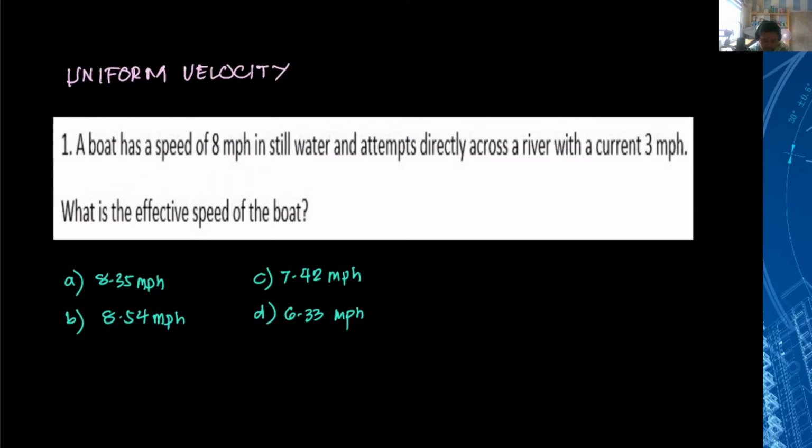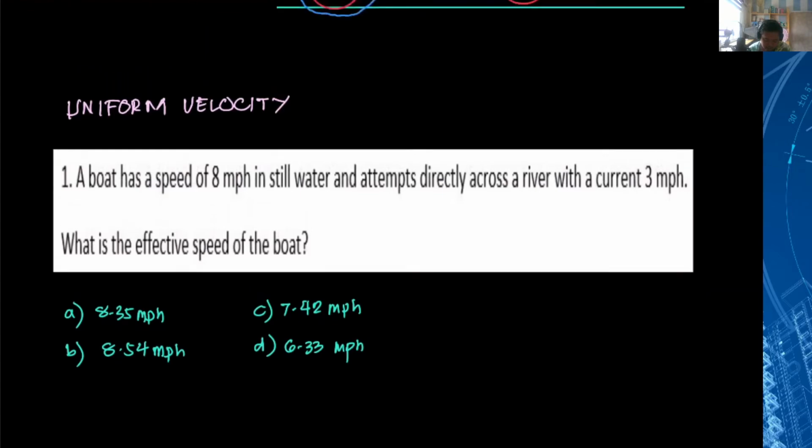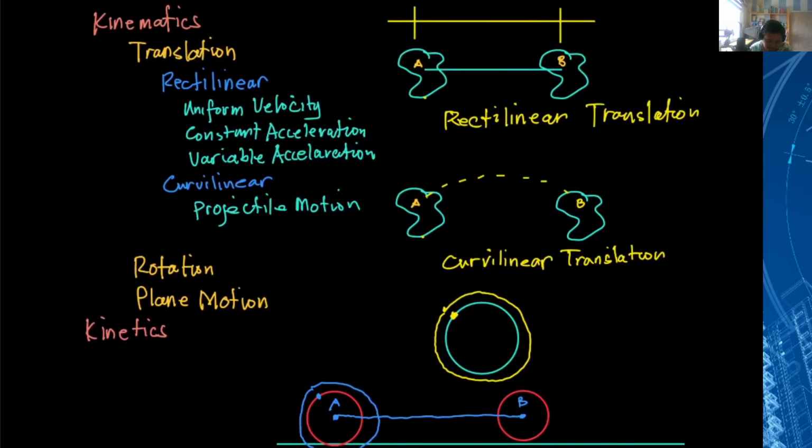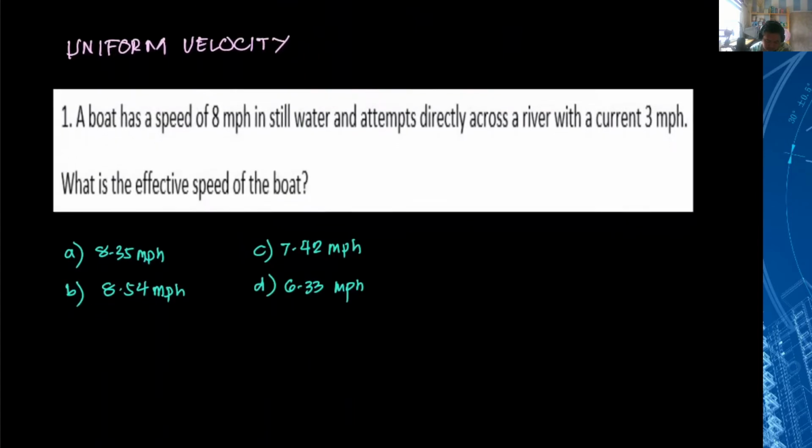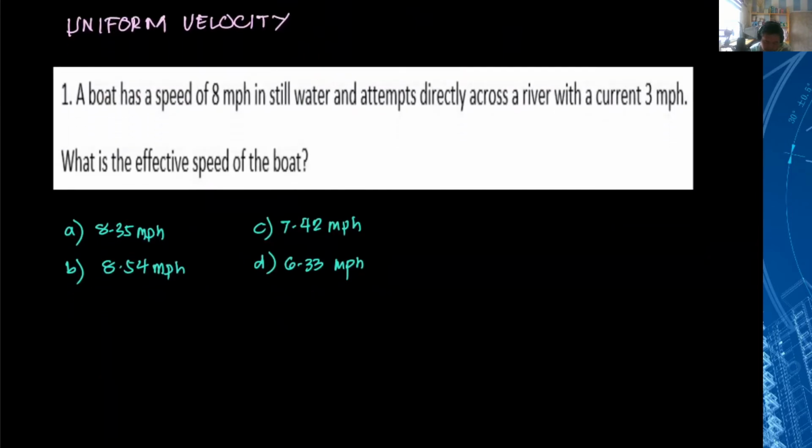Okay, so let's start with uniform velocity. A boat has a speed of 8 miles per hour in still water and heads directly across a river with a current of 3 miles per hour. What is the effective speed of the boat?